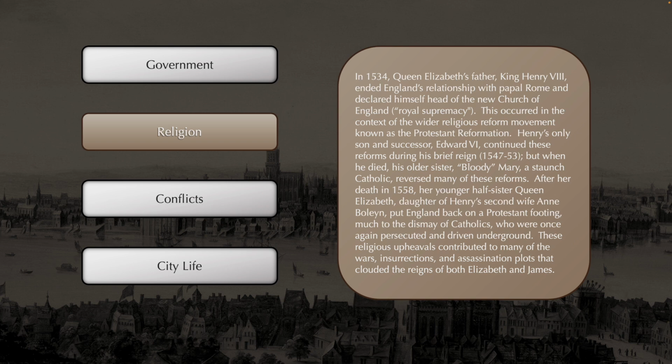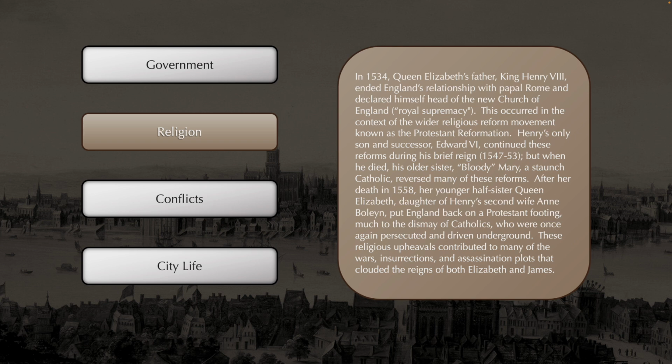And this occurred in the context of the wider religious reform movement known as the Protestant Reformation. Henry's only son and successor, Edward VI, continued these Protestant reforms during his very brief reign from 1547 to 53. He died, he was still a teenager, in fact, when he died, and his older sister, known as Bloody Mary, a staunch Catholic, this was a daughter of Henry VIII's first wife, she reversed many of these Protestant reforms.